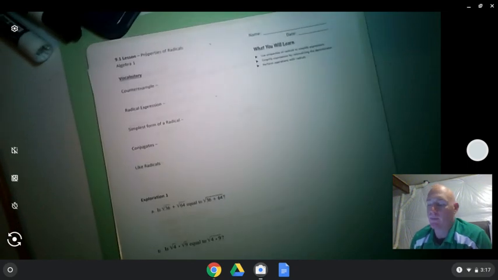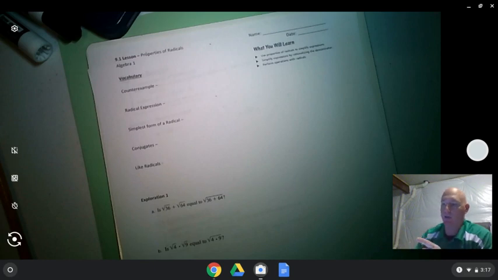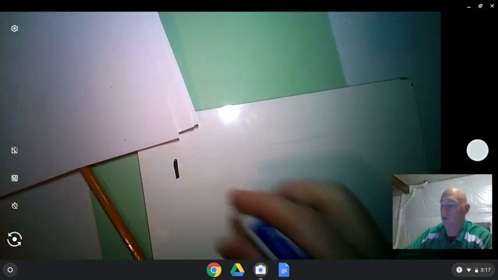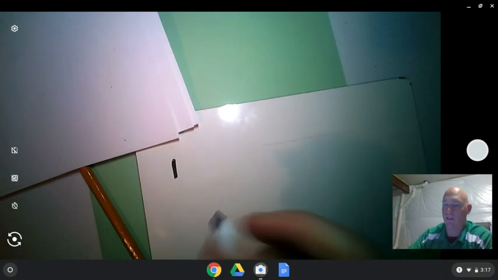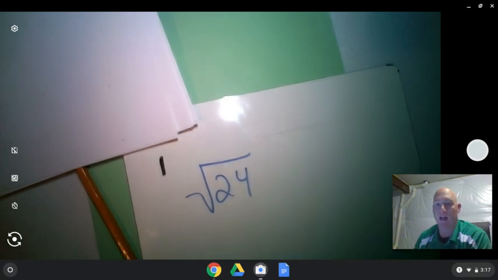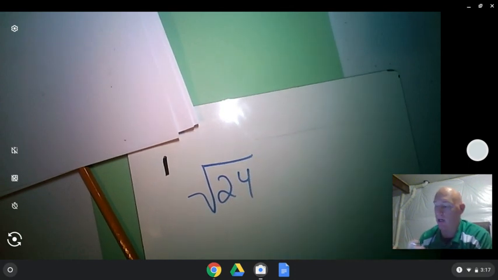Radical expression. A radical expression is just any mathematical written out statement without an equal sign, but it does contain a root sign. So remember, it could have square roots, cube roots, anything. Just like there's higher powers, there's higher roots. So it cannot have an equal sign, though, if it's going to be an expression. So that would be like the square root of 24. That is a radical expression. Or I could say the fifth root of 24. That would be a radical expression.